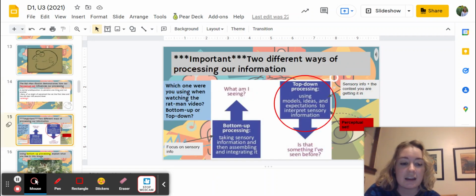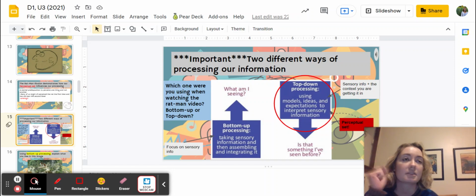So, perceptual set is based off of this concept that we have two modes of processing sensory information: bottom up processing and top down processing. Top down processing is what perceptual set uses, where you are taking in sensory info and comparing it against the models, ideas, expectations, memories, and things that you already have in your mind to process it. And it's a speedy way of processing things, right?